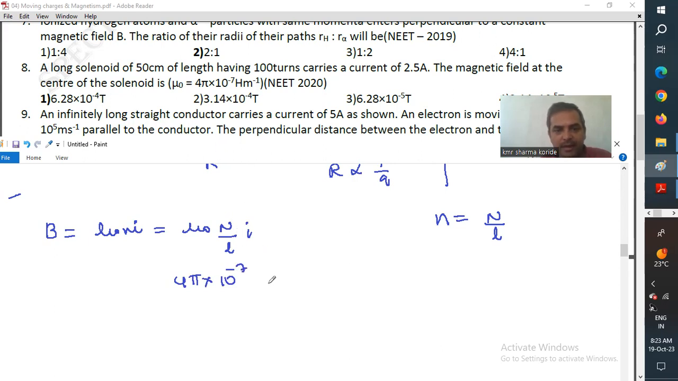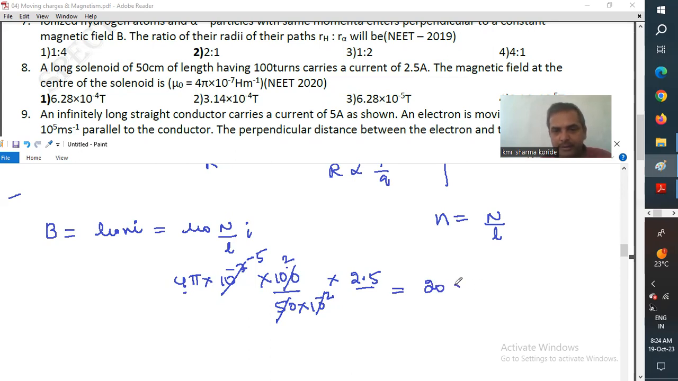Then n is the number of turns, 100 turns. So these 100 turns are in the length of 50 centimeters. So 50 into 10 to the power of minus 2, converting centimeter into meter. And current is 2.5 amperes. So let us simplify this. Minus 2, so this will be minus 5. 5 twos are 10. So therefore, this is going to be 2.5 into 2, 5 4s are 20, and 20 pi.